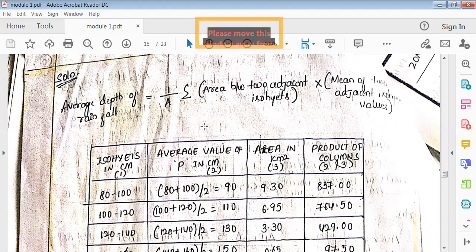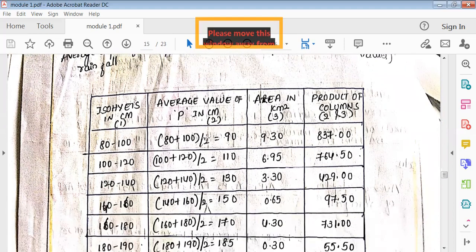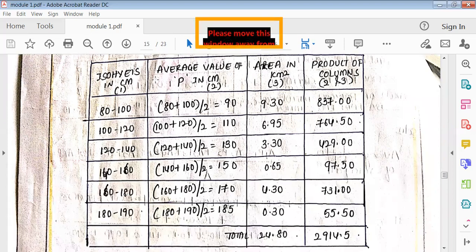You can solve it in the table column itself. The isohyet range is given. First is 80, next is 100, so 80 plus 100 divided by 2, because we want the mean of the isohyets, gives 90. Likewise, 100 plus 120 divided by 2, then 120 plus 140 divided by 2. So go on doing this.